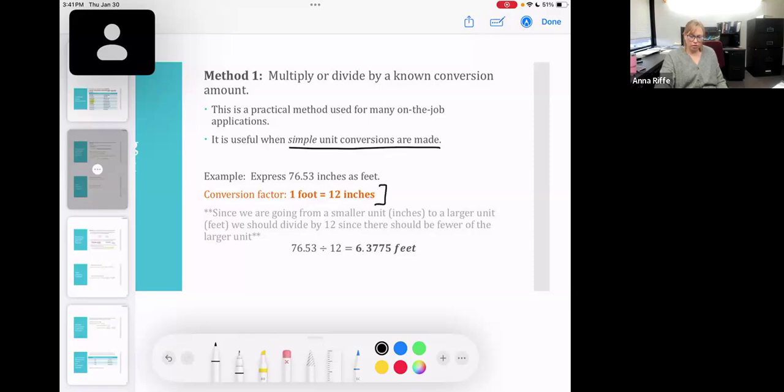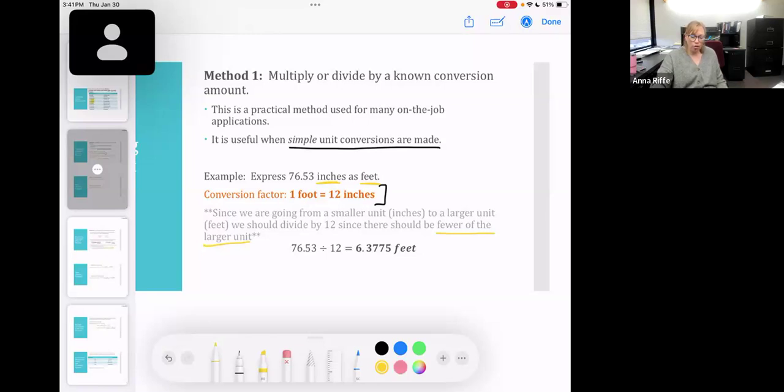Let's just stick with the feet and inches conversion factor. What if we wanted to express 76.53 inches as feet? Then we can note here that we are going from a smaller unit, inches. I had to look at that. We're going from a smaller unit, inches, to a larger unit, feet. We know from experience that an inch is smaller than a foot. So we would expect our answer to be smaller. There should be fewer of the larger unit feet.